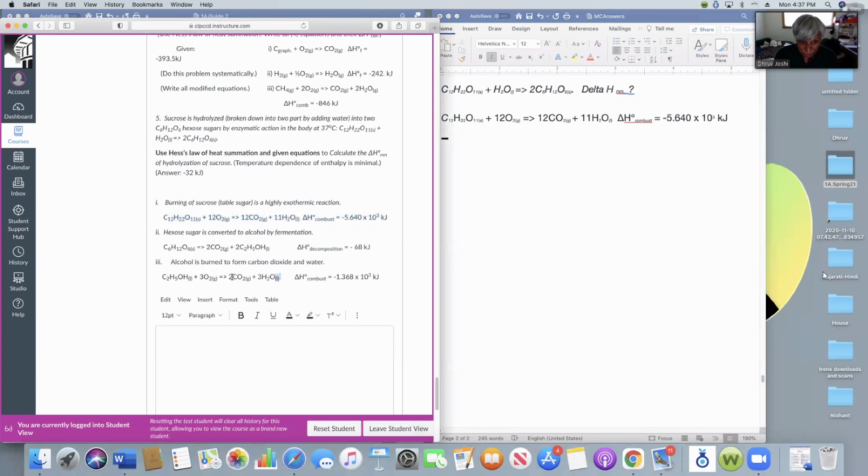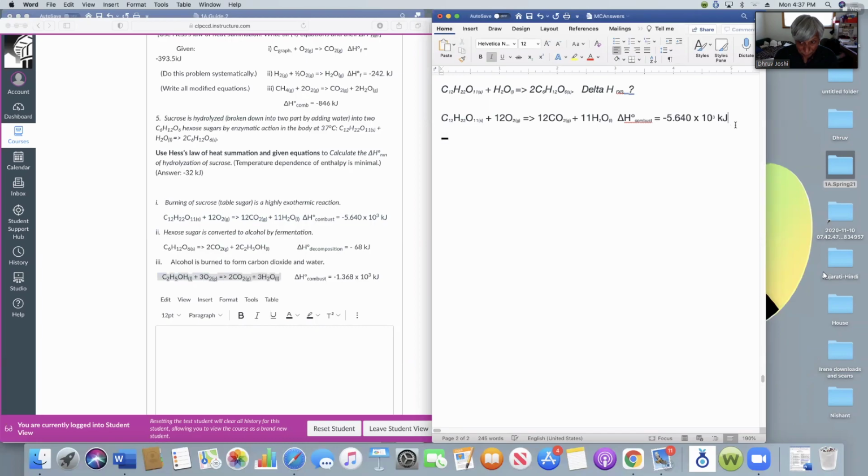So we take this. And we say, because we flip the equation, we're going to flip the sign. Positive 1.368 multiplied by 10 to the 3 kilojoules.